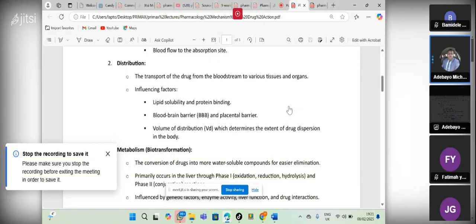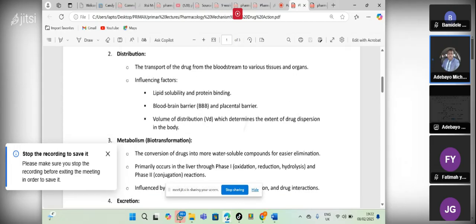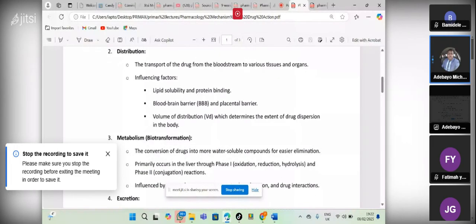All right. So volume of distribution determines the extent of drug dispersion. The more the volume, the faster. Another thing is metabolism, that is biotransformation: how the body converts those drugs, what it converts them to in order to get them to the target organ, or to take them out of the body. It is the conversion of drug into more water-soluble compounds for easier elimination. Once it has gotten to its target organ, which is distribution, the body then taking it out of itself is metabolism.